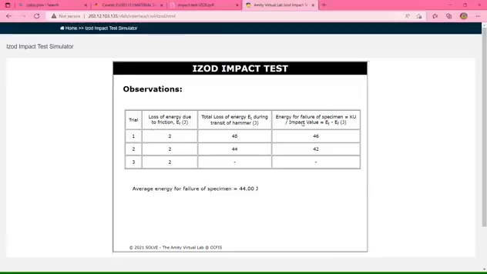And then lastly, the energy for failure of specimen or impact value. For trial 1, we got 46 joule, for trial 2 we got 42 joule, and for trial 3 we did not get any information because the specimen was not broken and the value is indefinite. So the average energy for failure of specimen is 44.00 joule.